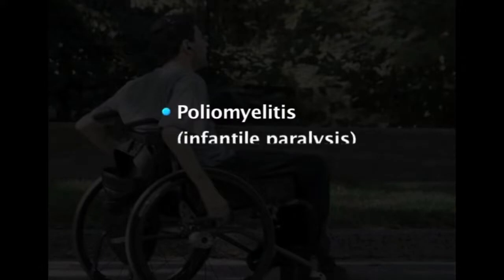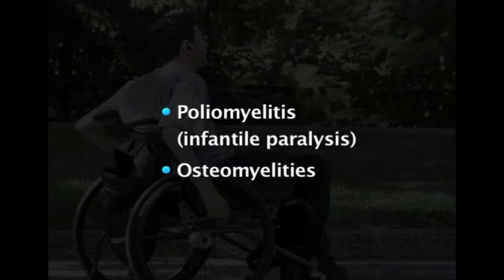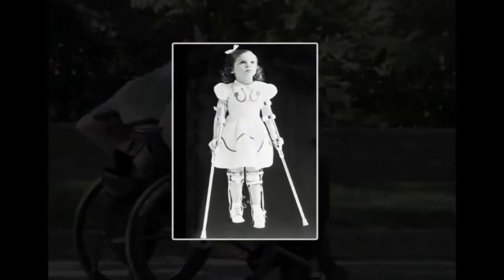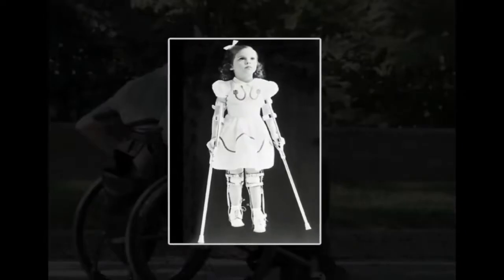Next type of physical disability is crippling from infections. Of this, poliomyelitis, which can also be called infantile paralysis, and the second one is osteomyelitis. Now, first let us see what is poliomyelitis. It is often called polio or infantile paralysis.